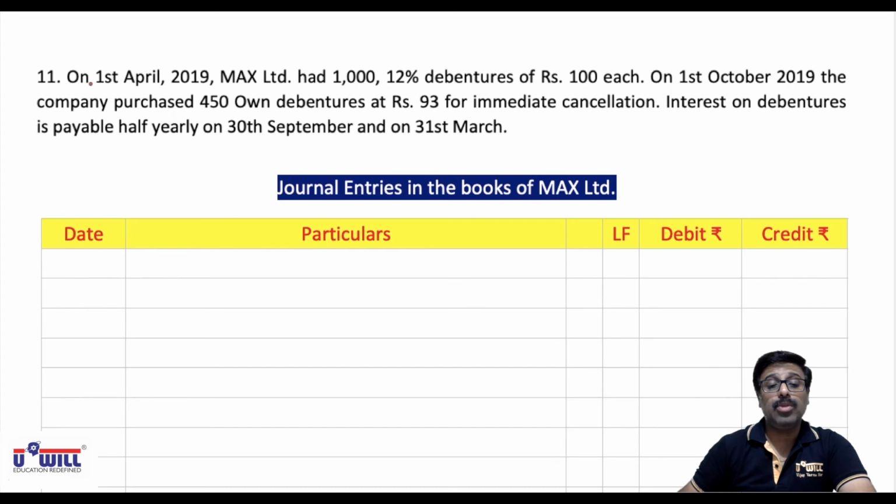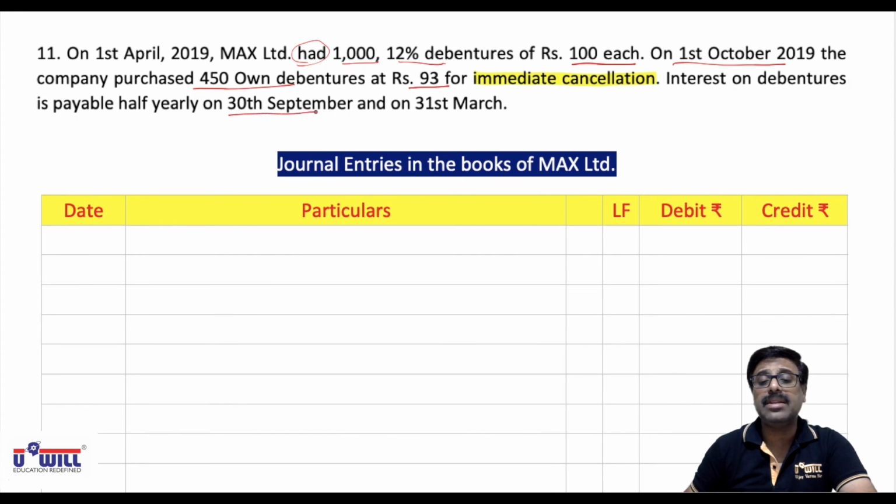On 1st April 2019, Max Limited had 1,000 12% debentures of rupees 100 each. On 1st October 2019, the company purchased 450 own debentures at rupees 93 for immediate cancellation. Interest on debentures is again payable half yearly on 30th September and 31st March.